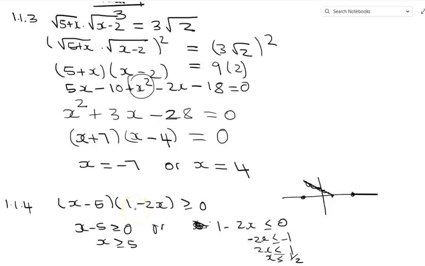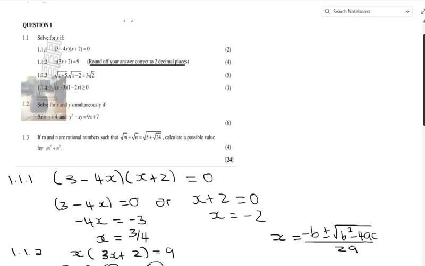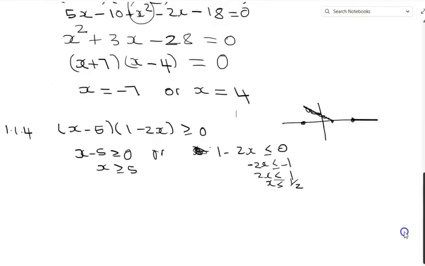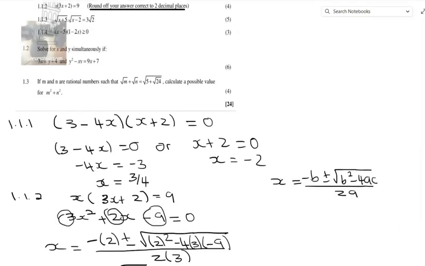Okay, so now let's go to solve for the simultaneous equation. So now we're going to be solving the simultaneous equation that we have, which is 3x is equals to y plus 4, and y squared minus xy is equals to 9x plus 7. So this is what we're going to be solving.